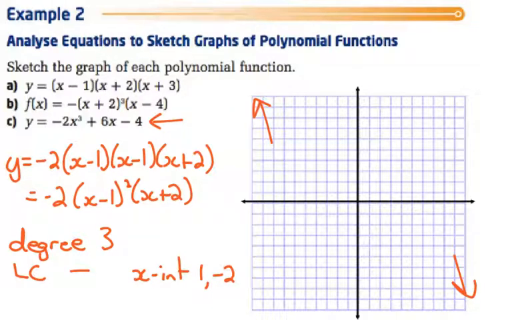X-intercepts at 1 and negative 2. The x-intercept at negative 2 has a multiplicity of 1, so the graph can go straight through. The x-intercept at 1 has a multiplicity of 2, so after that the graph turns around, it's going to bounce off of that x-intercept and continue going down. Get rid of the guidelines, and that's a pretty accurate drawing of that function.